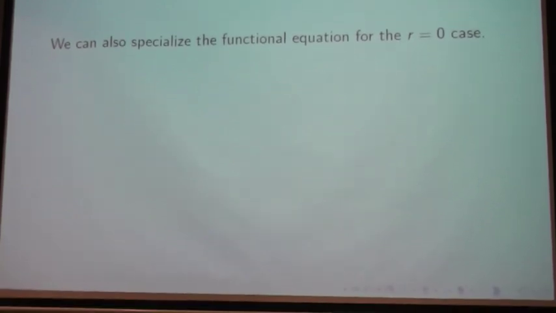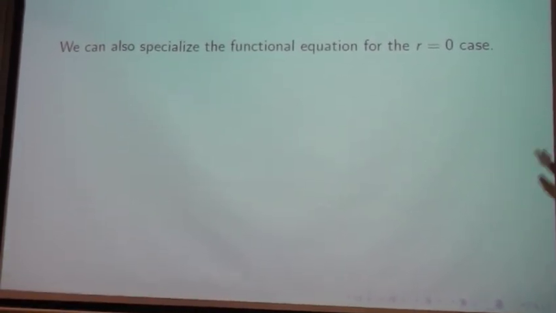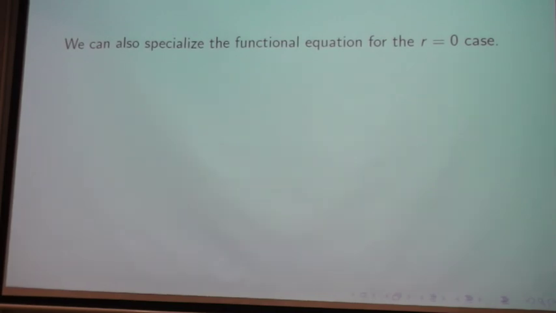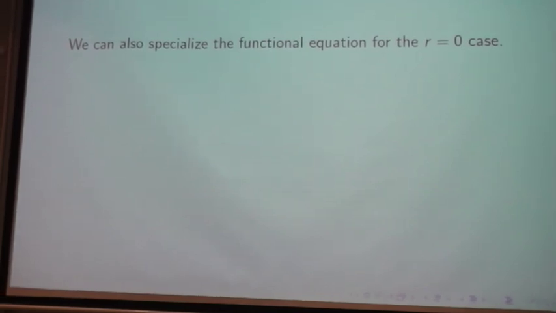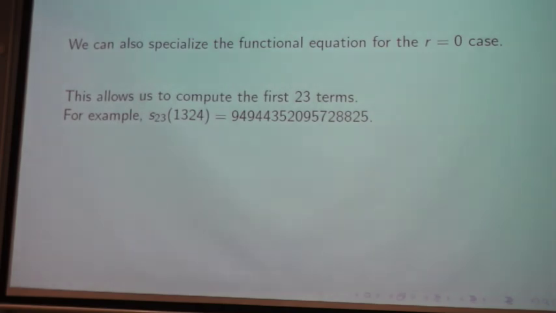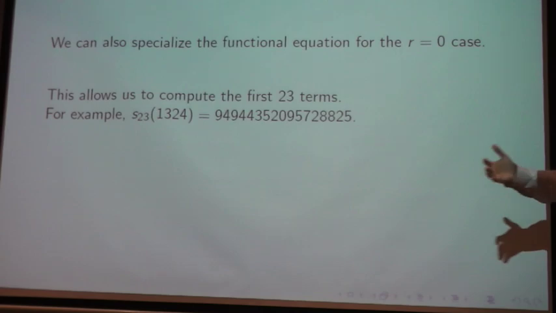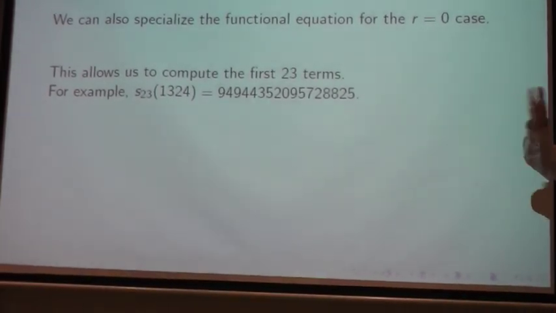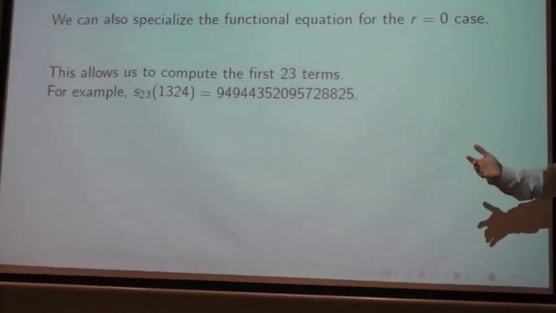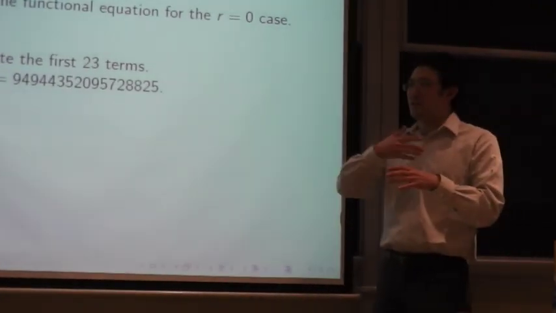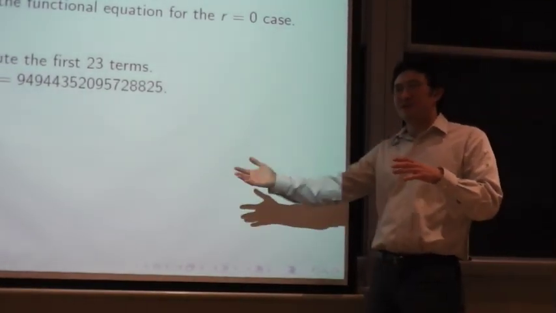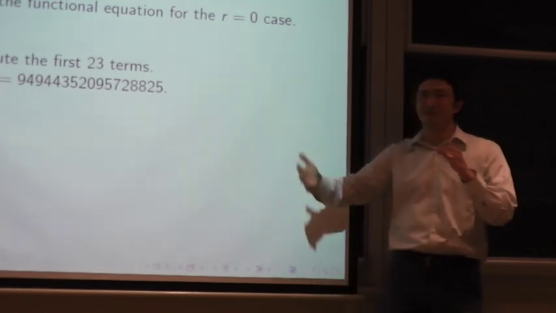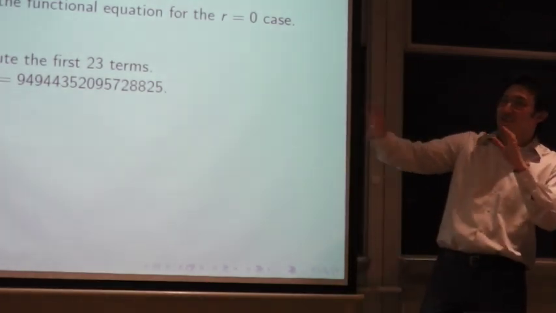Now, in the case that r equals 0, where there are still a lot of questions, you can specialize the functional equation and find some shortcuts to make the computations quicker. In particular, this allows us to compute the first 23 terms of the sequence. The record is maybe 25 or 26 terms, by a paper done less than 10 years ago. The previous record, just a few years prior, was 20 terms. So this falls in the middle.